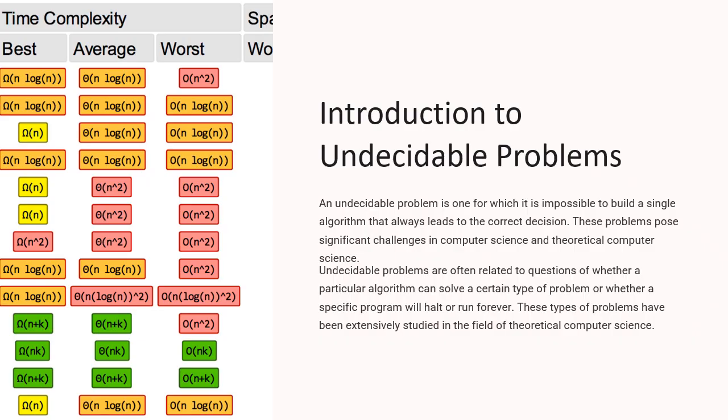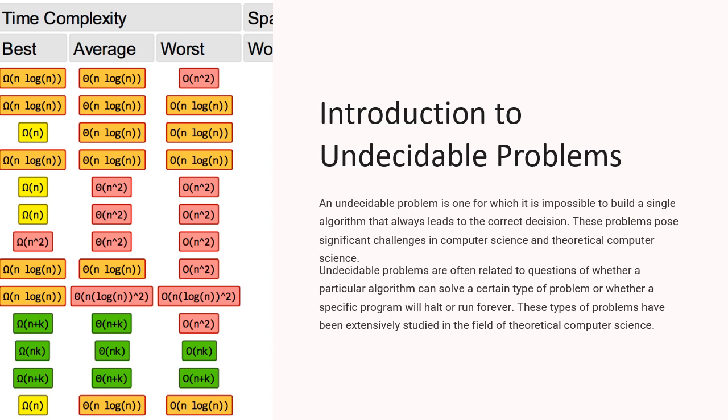Now let us look into Introduction to Undecidable Problems. An undecidable problem is one for which it is impossible to build a single algorithm that always leads to the correct decision. These problems pose significant challenges in computer science and theoretical computer science.